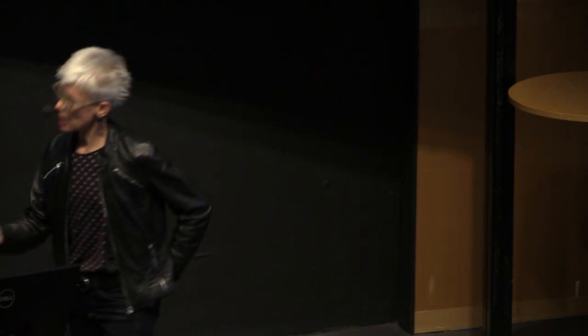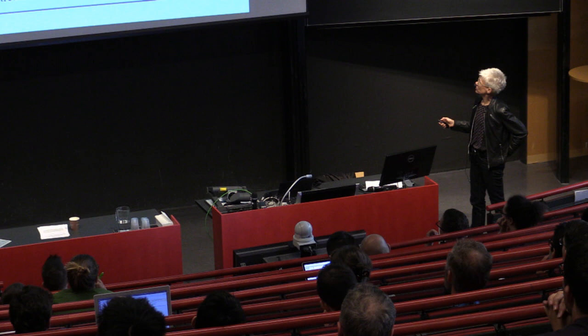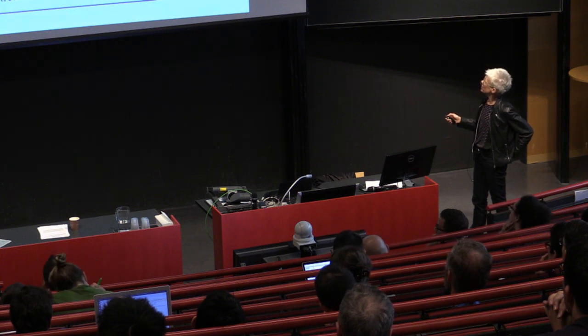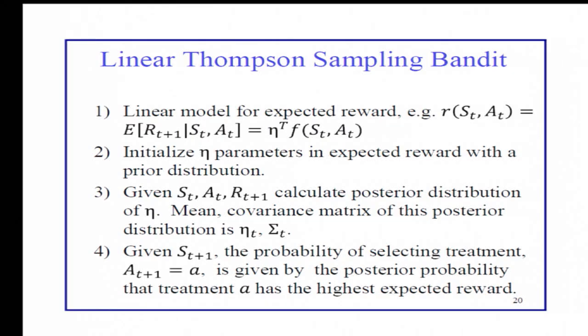This is just a review. I know this is a very mature area. Just so we're all on the same page, we're going to parameterize the reward by a linear combination of features of context and action. We'll initialize those parameters with a prior distribution, and then we'll calculate, every time we see a context action reward, we'll calculate the posterior distribution. It'll all be normal, so only the mean and the covariance matrix count.